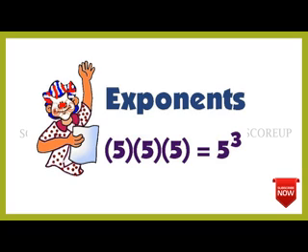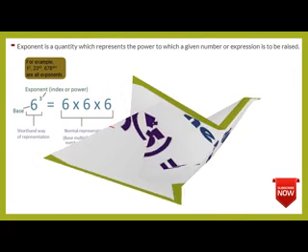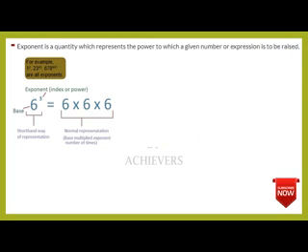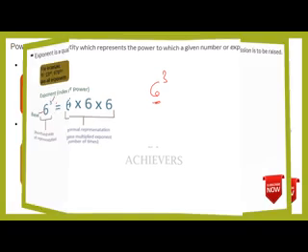Exponents. Here we are writing 5 5 5. How will you write it in shortcut? 5 power 3. In this 5 power 3, 5 is called the base and 3 is called the exponent. Similarly, when you write 6 power 3, 6 is called the base, and 3 is called the exponent or power.